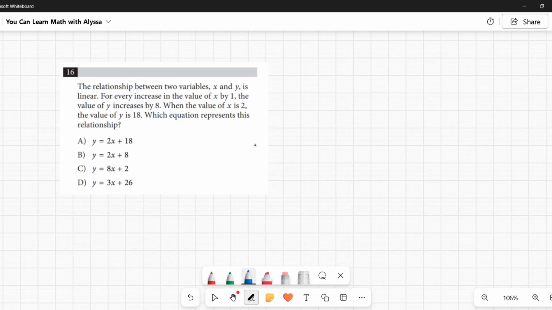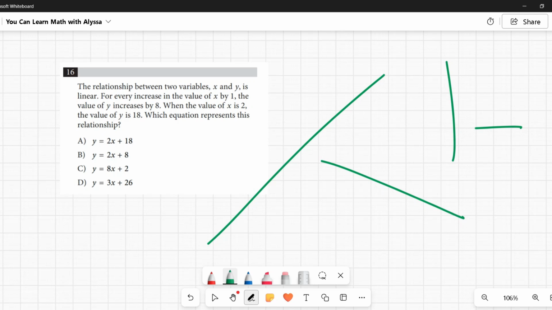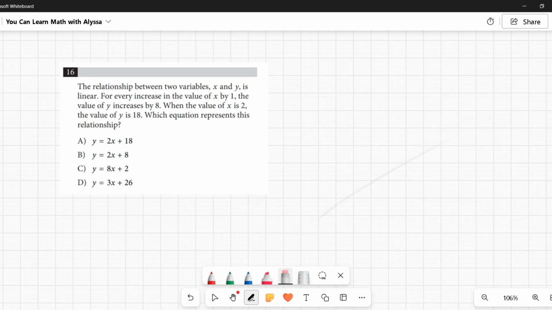16. The relationship between two variables x and y is linear. So that means if we graph x and y coordinates, we're going to get a straight line of some variety. No curving. No capes. So the relationship between two variables x and y is linear.